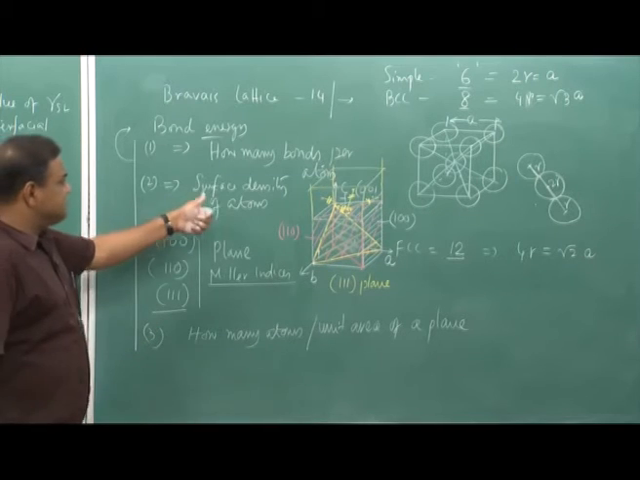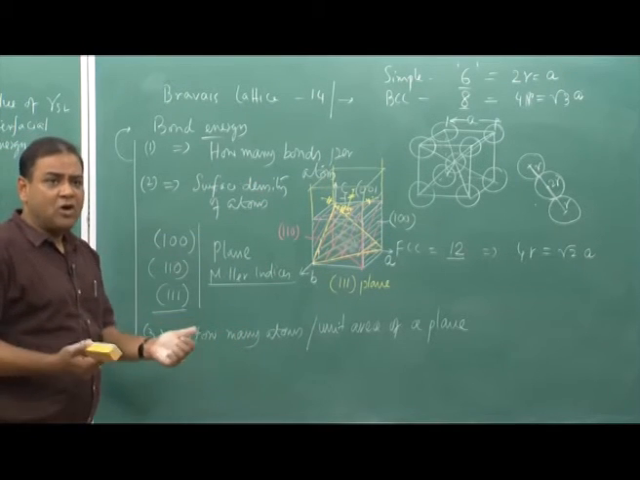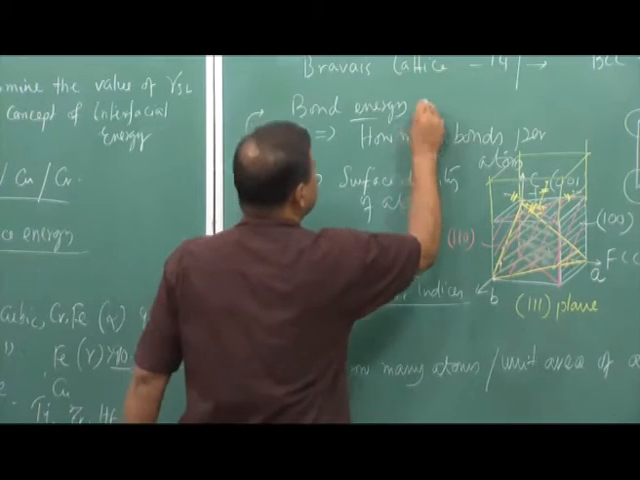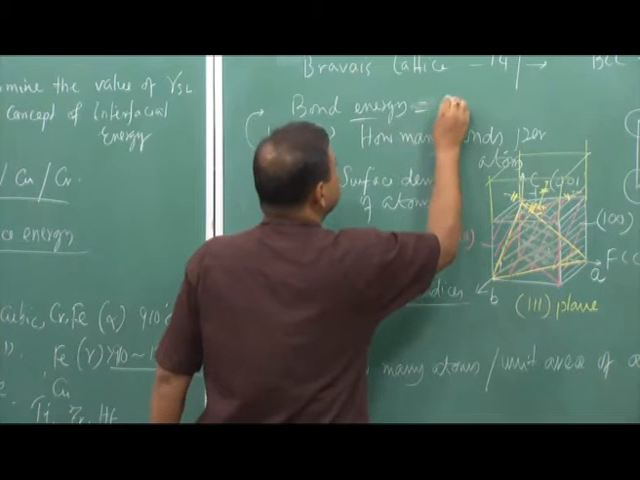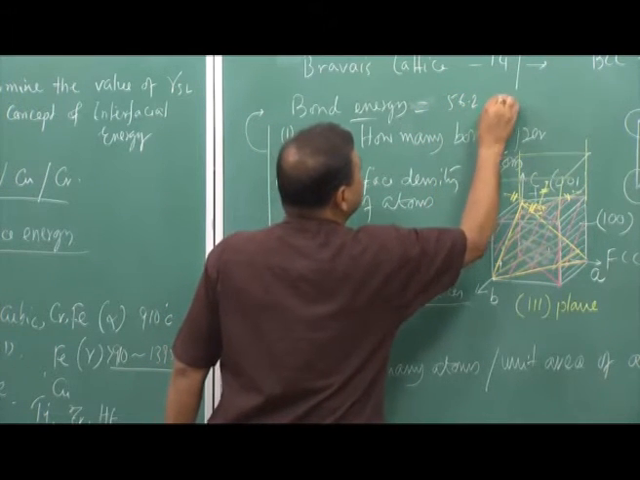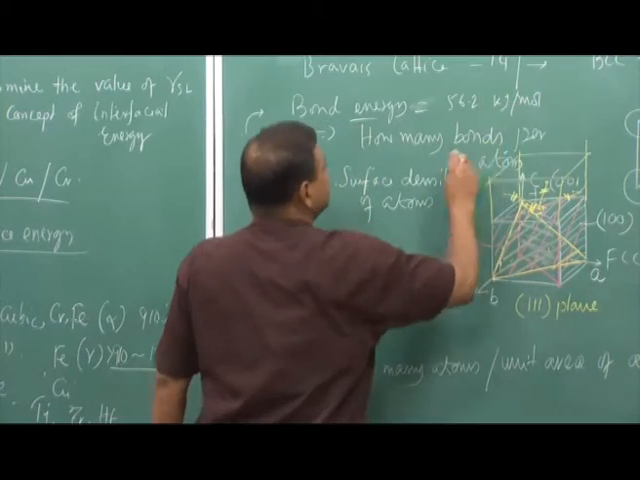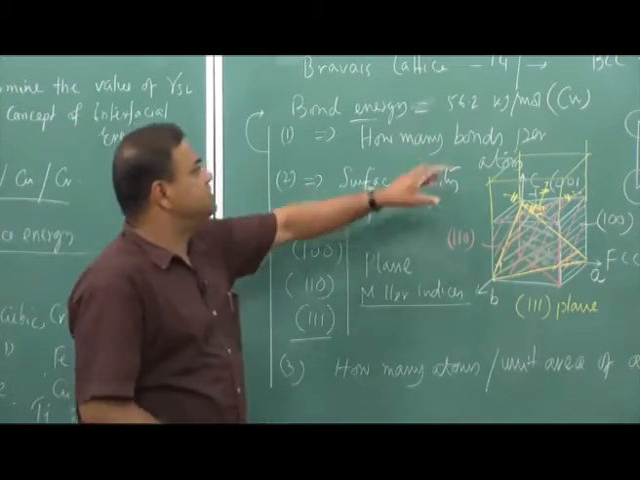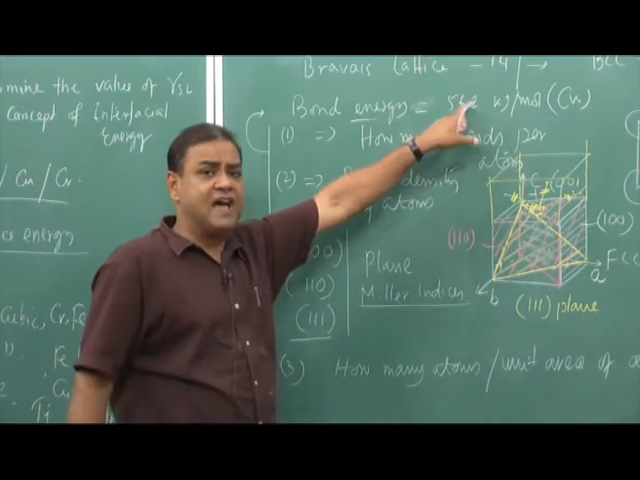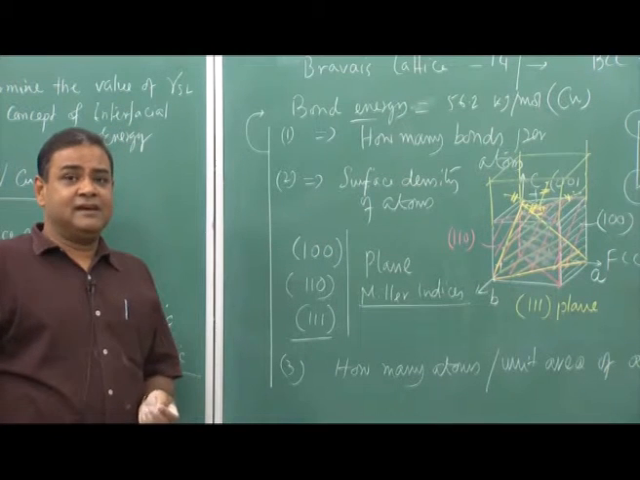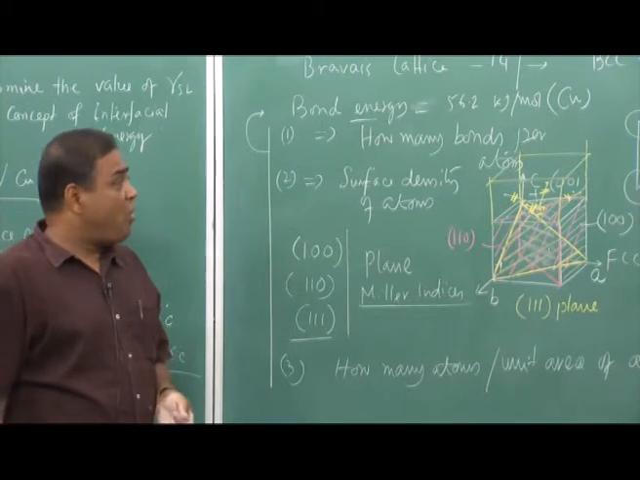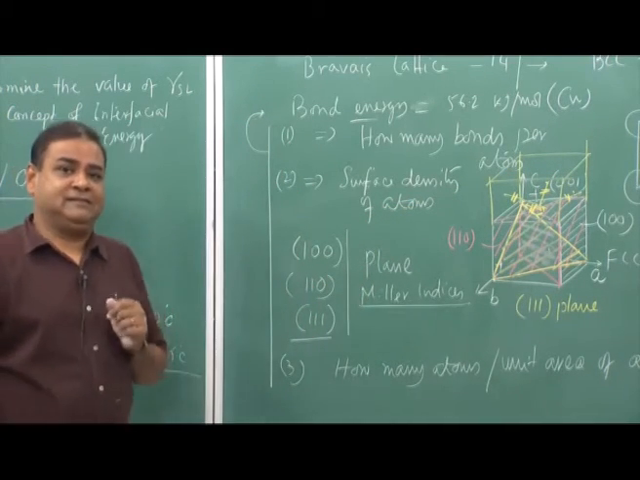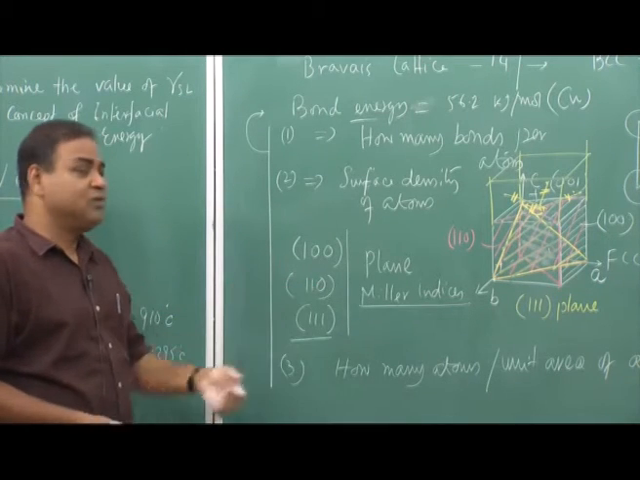Each metal has a specific bond energy. For example, in the case of copper, the bond energy is 56.2 kilojoule per mole. I will check the value and come back to it, because we will calculate the surface energy of copper for this 001 plane, or a family of 100 planes.